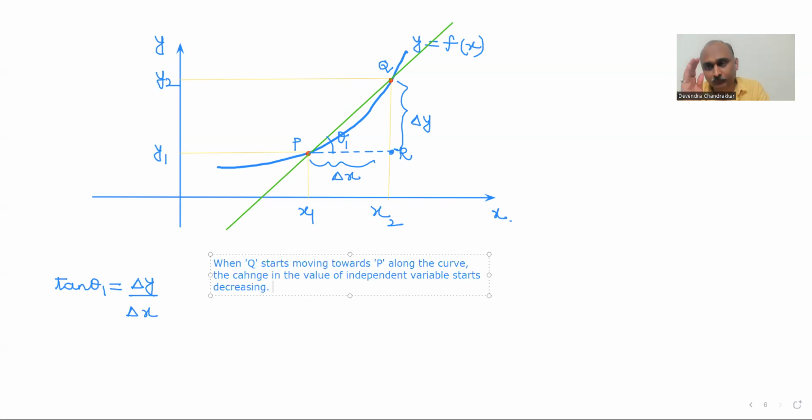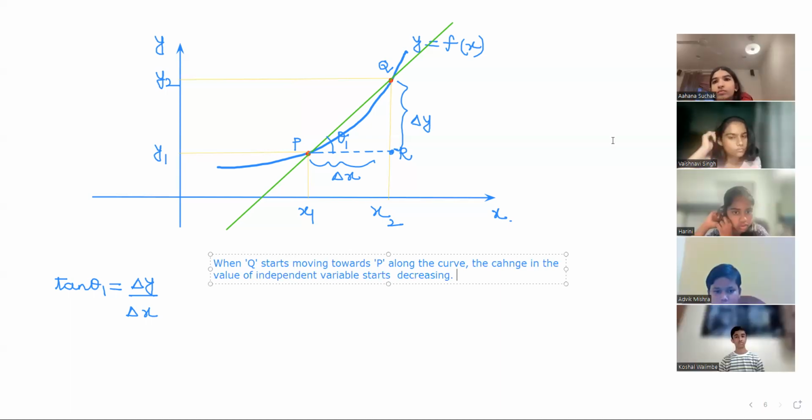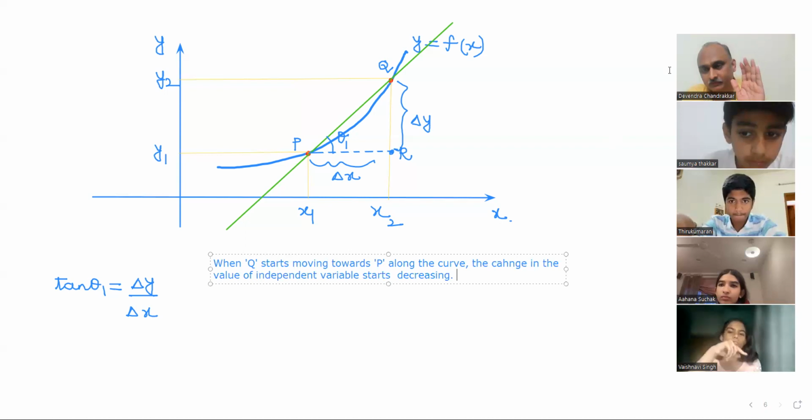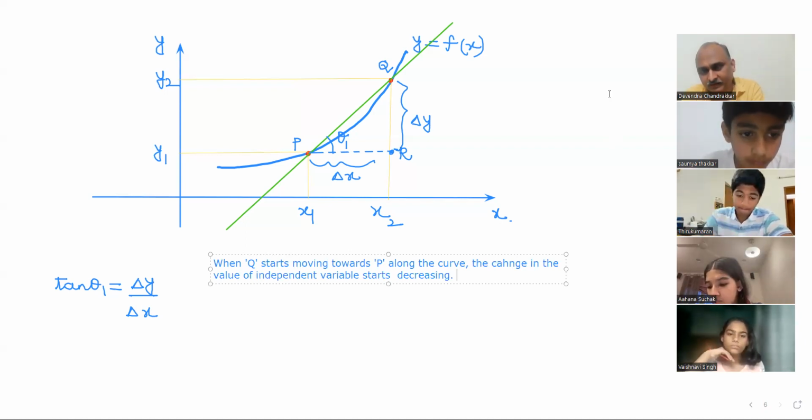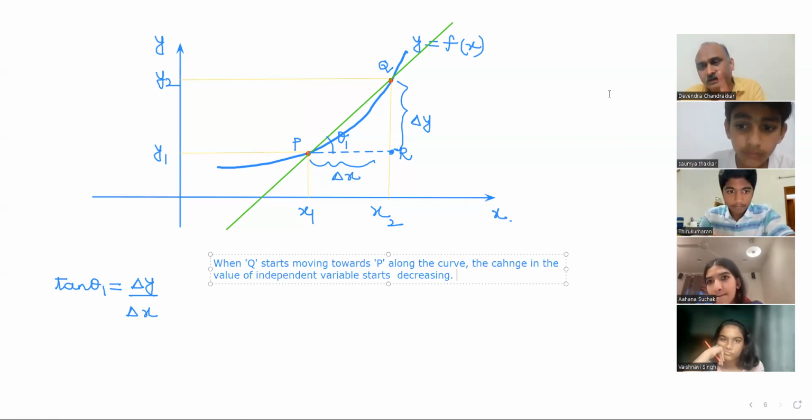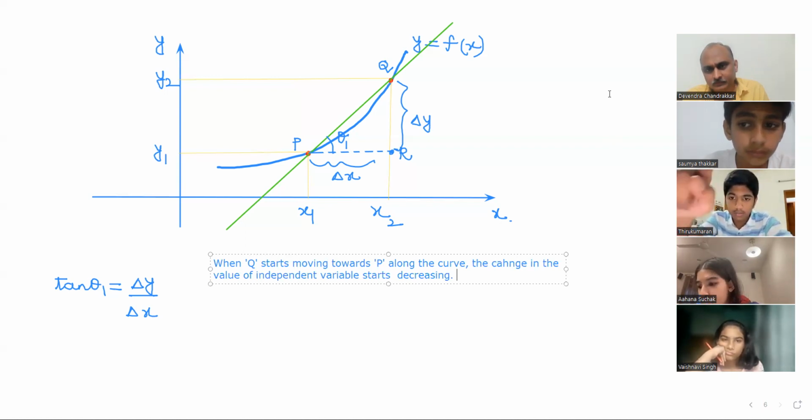Yes, sir. All of you, follow it. If you don't understand this statement, ask me. I'll explain it again. Sir, I do not understand the statement. Read it twice. It's written in English. You can very well understand it. What is independent variable? You understand or not? Thirukumaran, you said you didn't understand it. Which one of these two is an independent variable? Y or X? X. Now read the statement. Try to comprehend it, all of you.